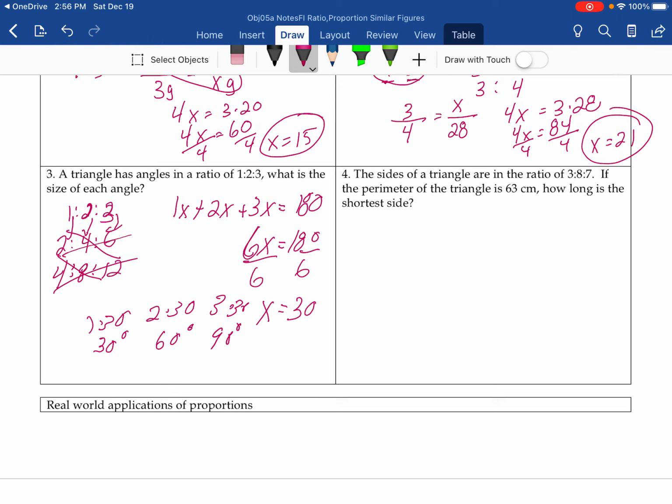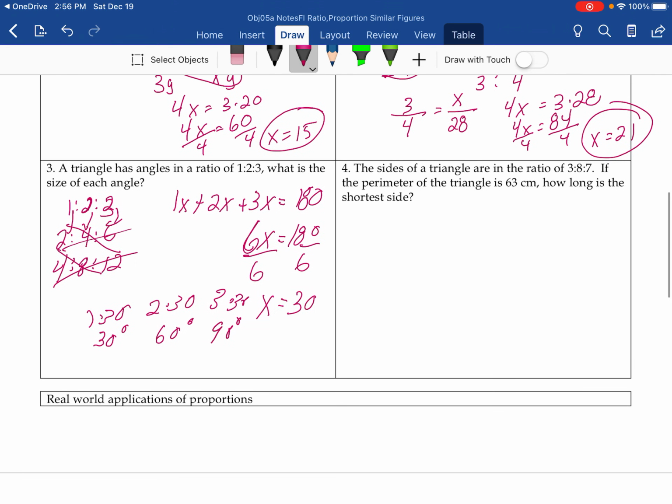Number 4 is something very similar. The sides of a triangle are in the ratio of 3 to 8 to 7, and the perimeter is 63. So you're given a ratio and you're given a total. Just throw an x next to it, so it's going to be 3x plus 8x plus 7x is equal to 63. Okay.